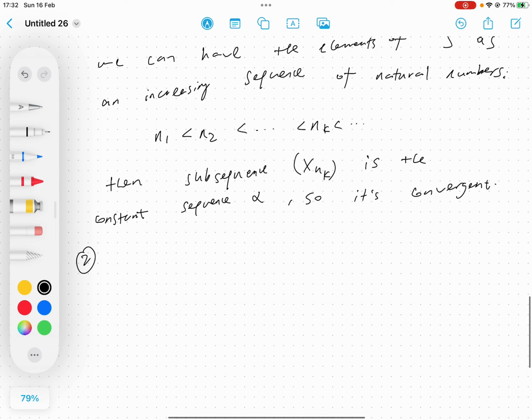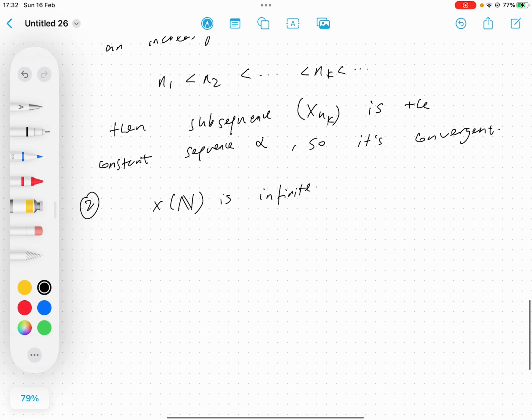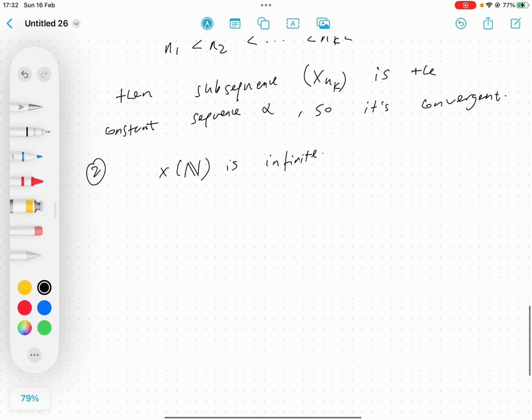So for the other, more difficult part, let's say this x_n is infinite, okay? But no worries, since we know that this x_n is bounded, right? So that's also very useful.